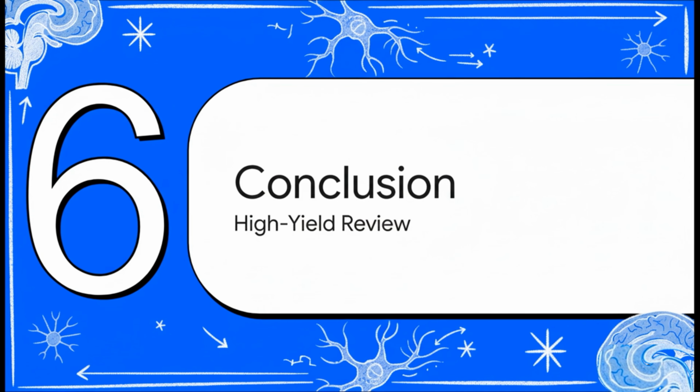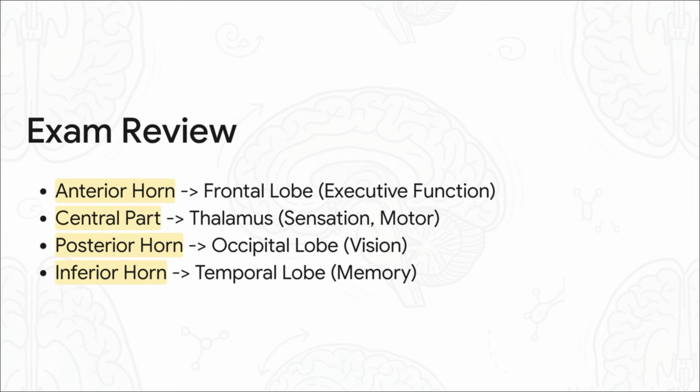Now it is time for a rapid-fire review to lock in these high-yield facts before you walk into that exam room. Here it is, all in a nutshell. When you see anterior horn, I want you to think frontal lobe, executive function. For the central part, think of its floor and the thalamus, which affects sensation and motor control. For the posterior horn, think occipital lobe and vision. And for the inferior horn, always connected to the temporal lobe, the hippocampus, and memory.